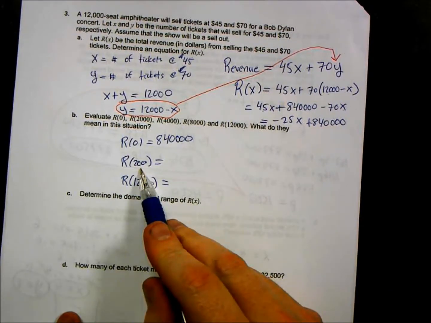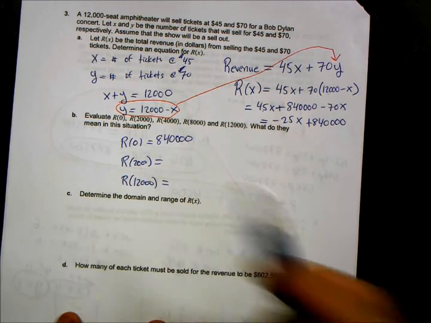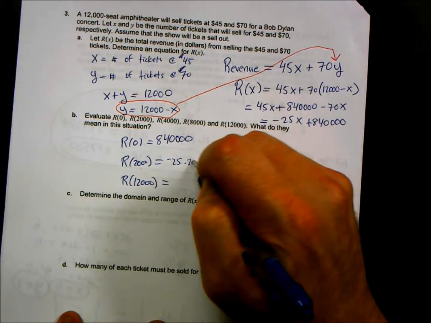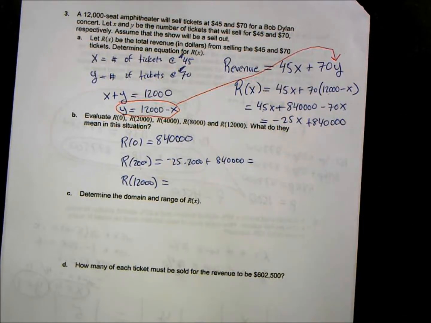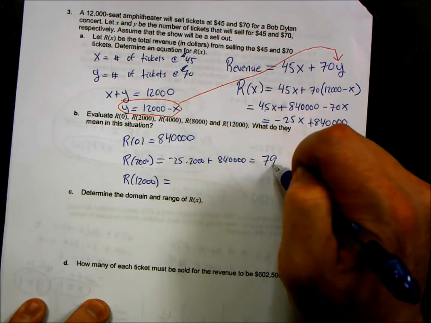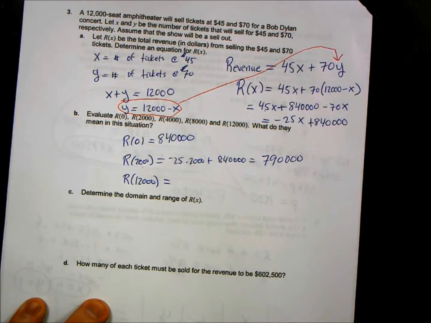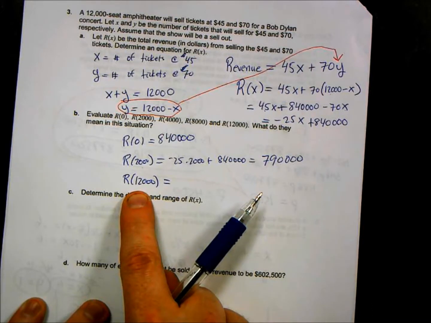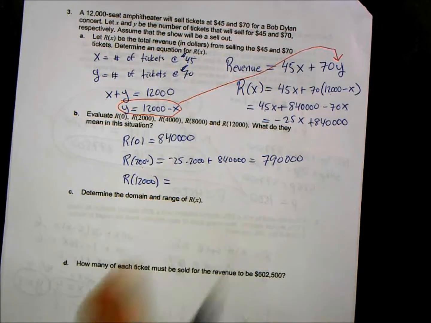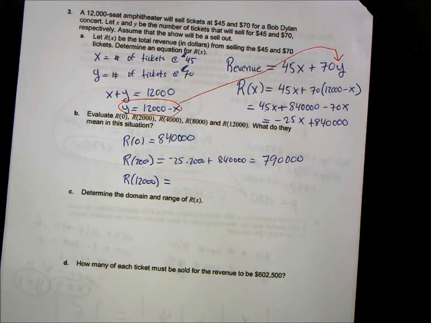The second one means plug 2,000 in for X. So minus 25 times 2,000 plus 840,000. I use my calculator: negative 25 times 2,000 plus 840,000. The calculator says 790,000. And then the third one, I do exactly the same thing, except now I plug in 12,000. So I take negative 25 multiplied by 12,000, add 840,000, and I get 540,000.